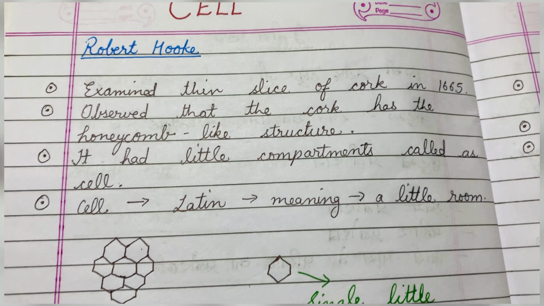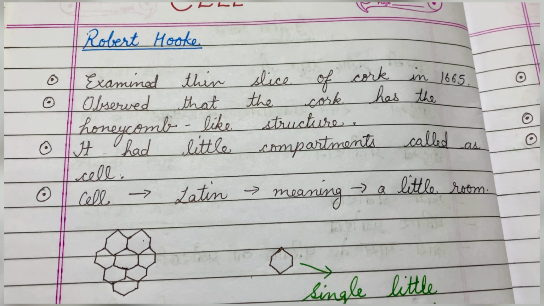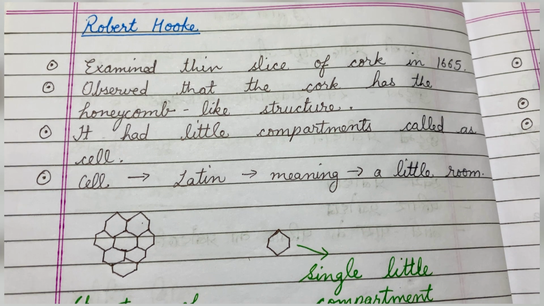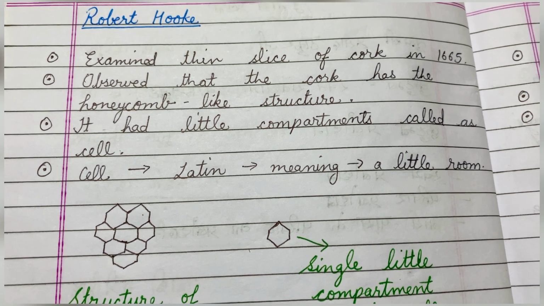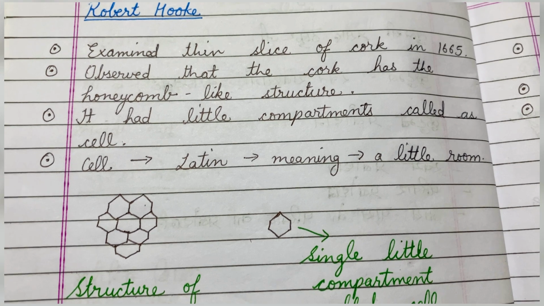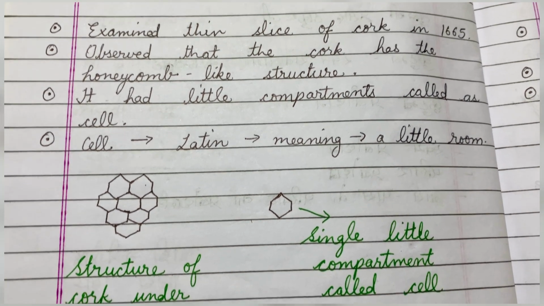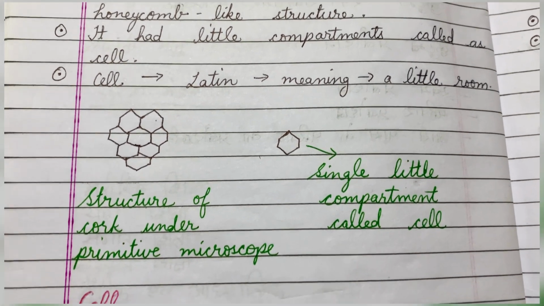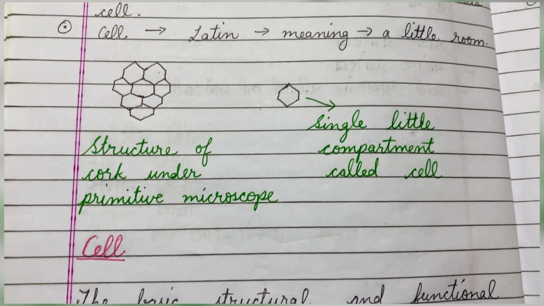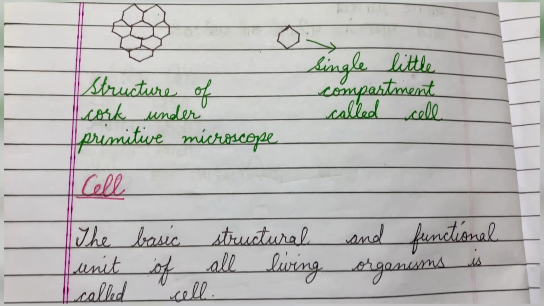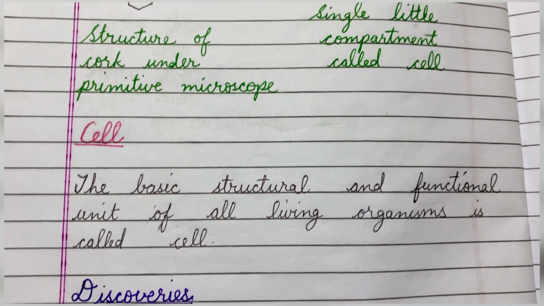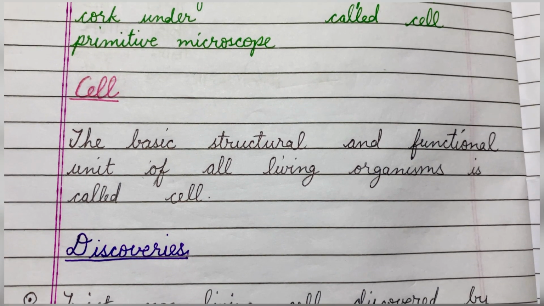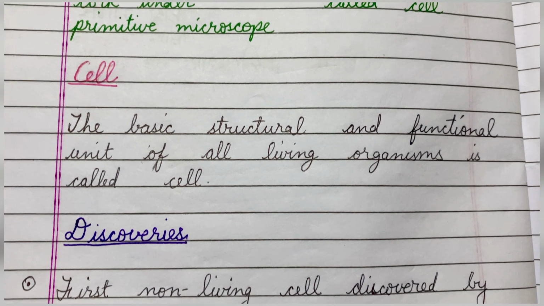The discovery of the cell was done in the year 1665 by Robert Hooke. He examined a thin slice of cork under a primitive microscope. There he observed that the cork has a honeycomb-like structure with little compartments in it. He named those little compartments as cells. Cell is taken from a Latin word cellula, which means a little room. The cell can be defined as the basic structural and functional unit of all living organisms.